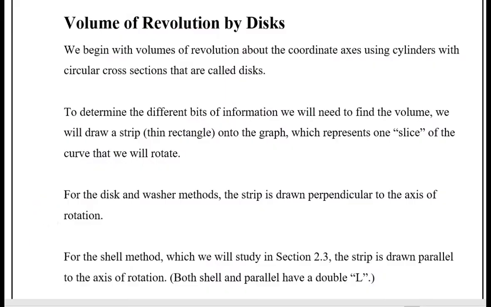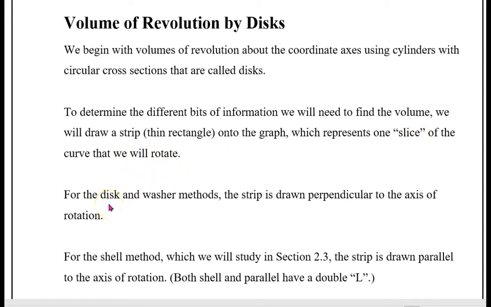We begin our study of volumes of revolution by looking at volumes of revolution by what are called disks. That means that we're using cylinders with circular cross-sections to approximate the volumes. Our volumes of revolution will be rotated about either the x-axis, the y-axis, or a line that's parallel to one of the two. To determine the different pieces of information we need to find the volume, we'll draw a thin rectangle called a strip onto the graph. This will represent one slice of the curve we want to rotate.